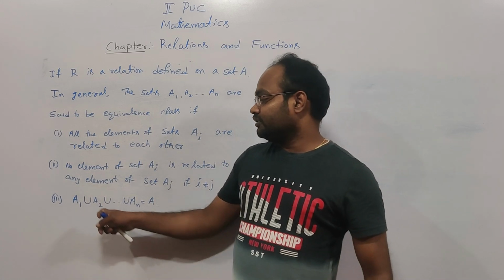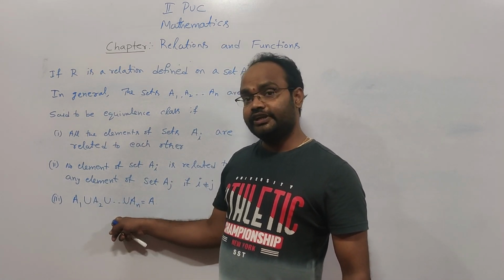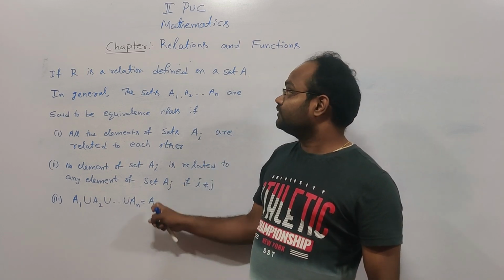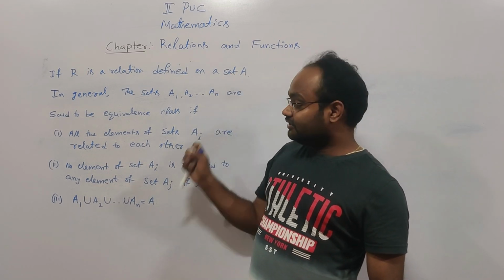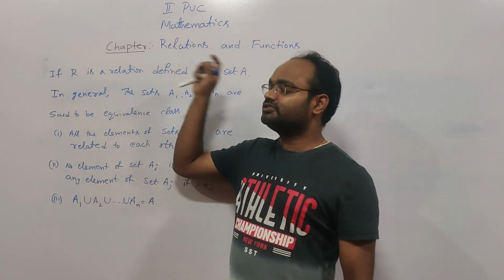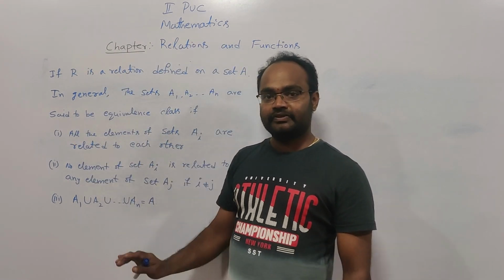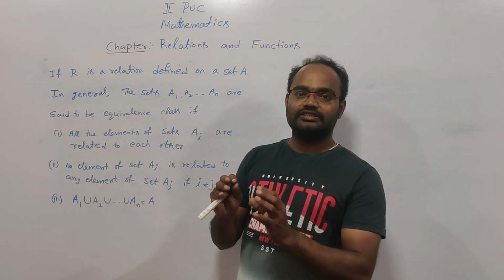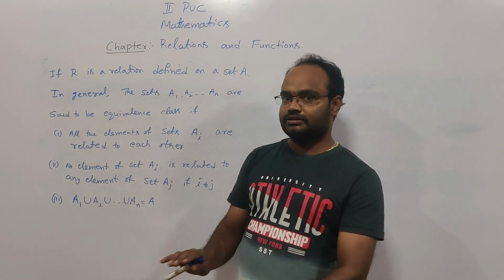The third condition: if the union of all the n sets gives the actual given set, then we say that these are the equivalence classes of this particular relation. Okay, if any one condition is not satisfied, we can't say it is an equivalence class.